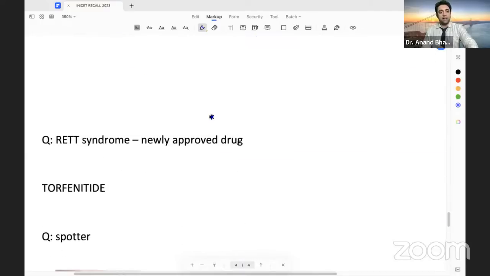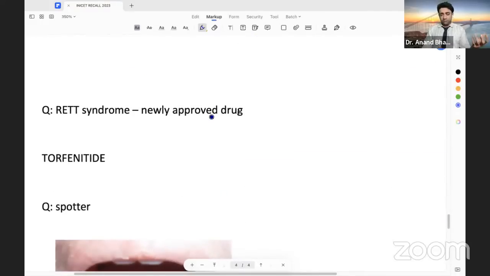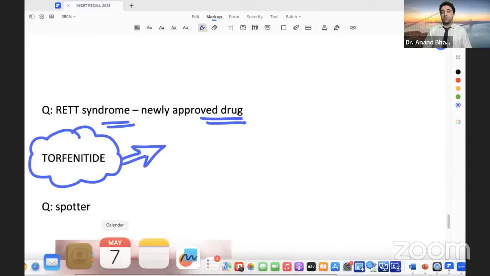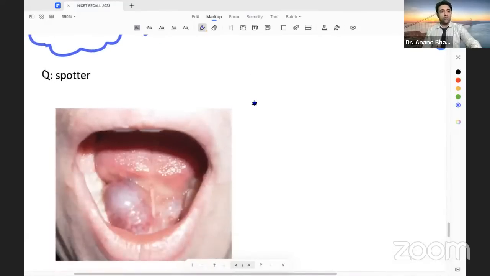One more question had come regarding Rett syndrome. It is not there in OPGAI, it is there in Nelson. Newly approved drug, this one question was there. At least the drug you should know, trofinetide. That is the drug basically we use in Rett syndrome. A girl having a hand wringing movement, one of the important causes of acquired microcephaly, Rett syndrome. Just remember the name of the drug. Please remember this name of the drug, that is trofinetide.